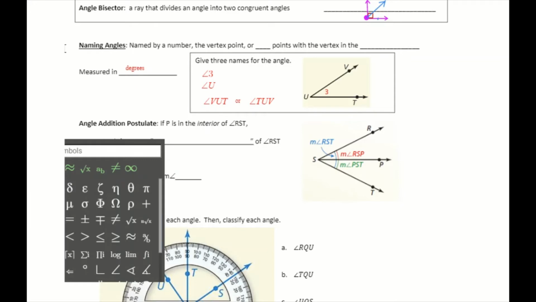And so, to name angles, you can either name it by the number, like we did here, angle 3, or you can name it by the vertex point, like I did here, angle U, or you could name it based on the 3 points, just making sure that that vertex is in the middle.